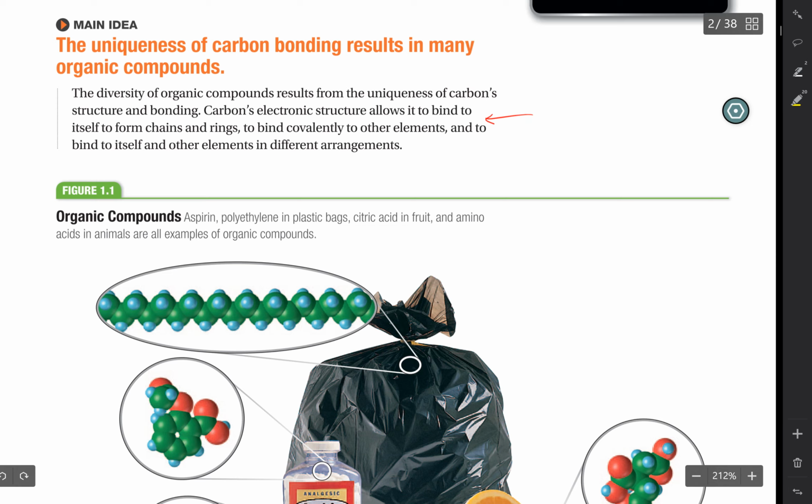And here it says carbon's electronic structure allows it to bind to itself to form chains and rings, to bind covalently to other elements, and to bind to itself and other elements in different arrangements. So all of these three properties of carbon make organic compounds diverse.